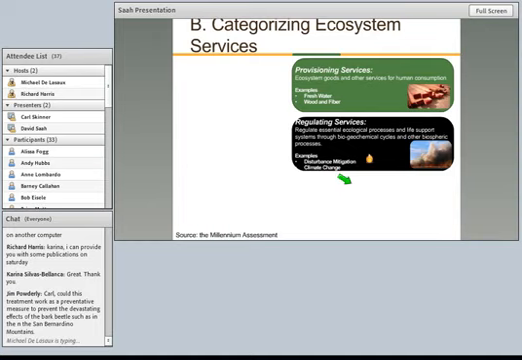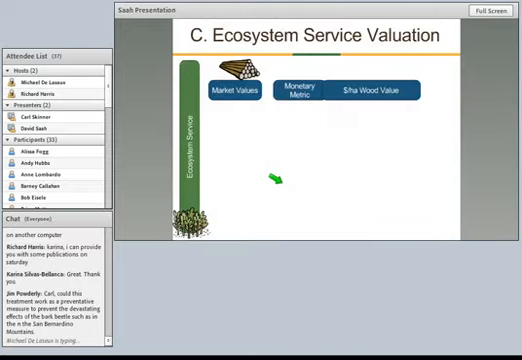The next one after that are these cultural services. These are things that people actually use the environment for, like recreational use or spiritual use. And there's an underlying one that links them all together, and these are the supporting services. Examples of this would be things like nutrient cycling or soil formation.